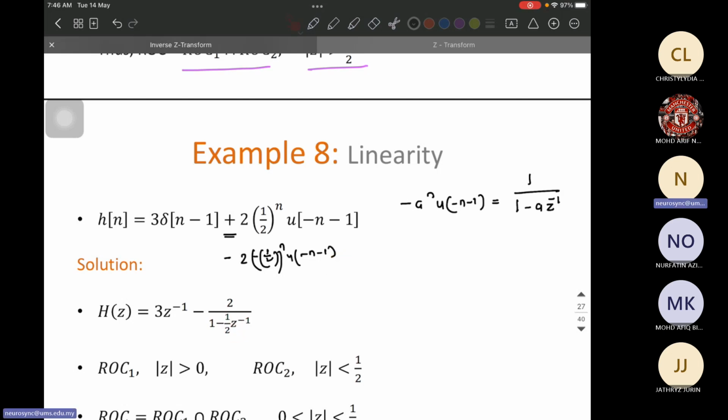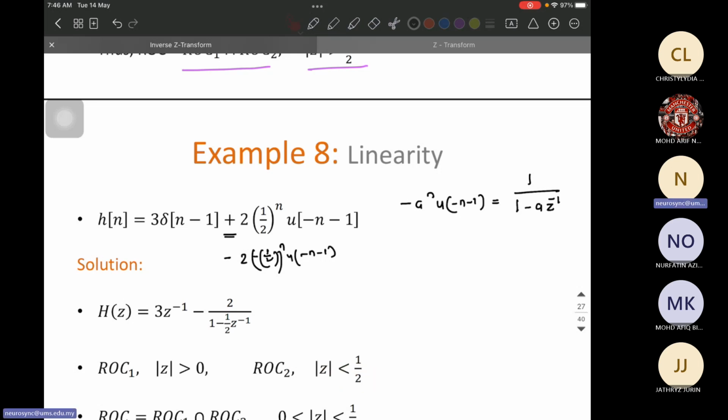Okay, now for this delta function we know that the ROC is modulus of z greater than 0. Okay, now this other one is a left-sided signal, therefore it has an interior ROC, so the modulus of z is less than 1 by 2.